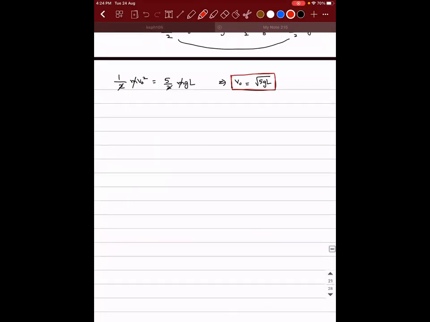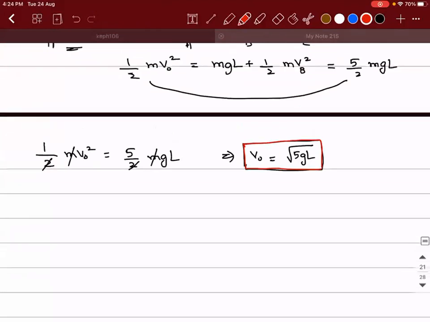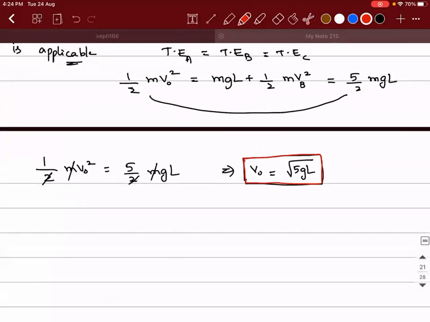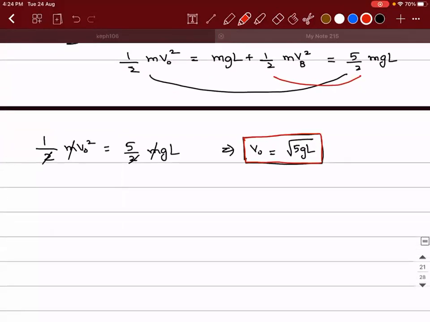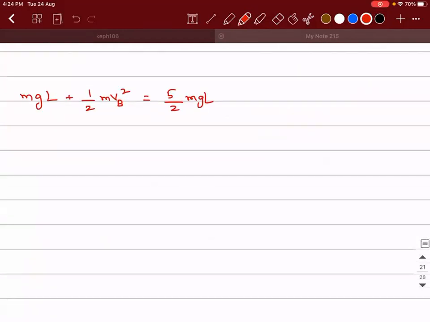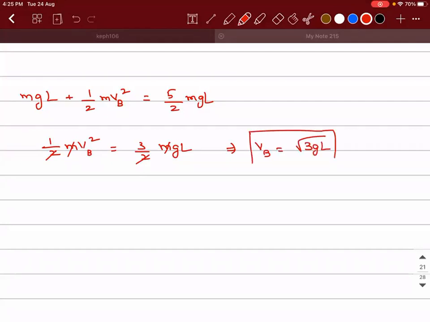So v naught will be root of 5gL. Okay. Now what is going to be the value of vB? If I take these two equations into consideration, then mgL plus half into m into vB square equals 5/2 times mgL. Half m vB square will be equal to 3/2 times mgL. m and m will get cancelled, 2 and 2 will get cancelled, which implies vB is equal to root of 3gL.